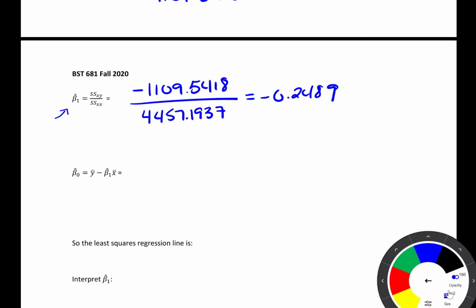Alright, next we can use the slope that we just found to find our y-intercept.